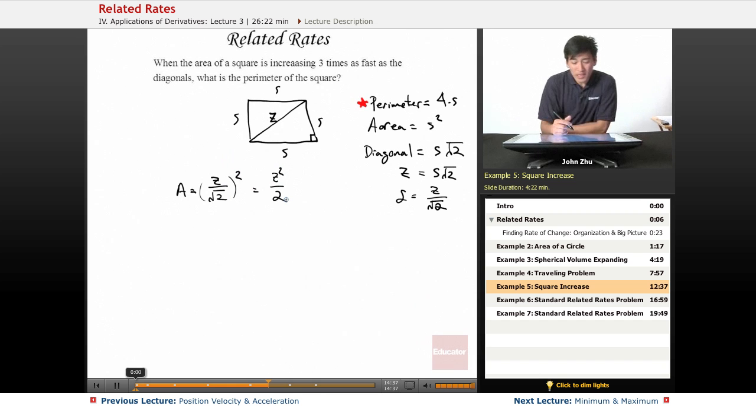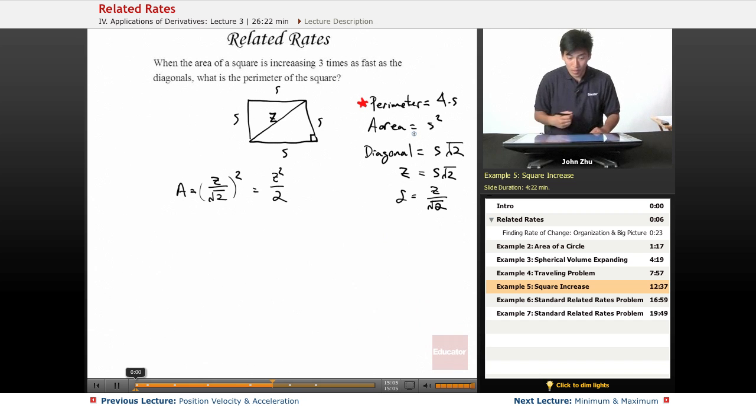So this problem might not happen exactly as is on the AP exam, but all we have to do is know how to relate all the variables together. So we're given the area, we're given the diagonal. So let's find a way to relate them. And this is how we did it, by solving for the diagonal in terms of s and plugging it back into the area to get it in terms of z, the diagonal.